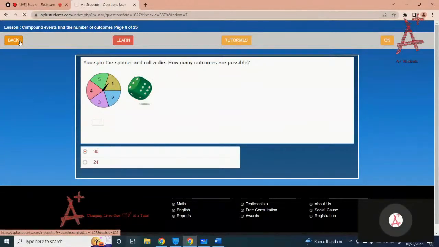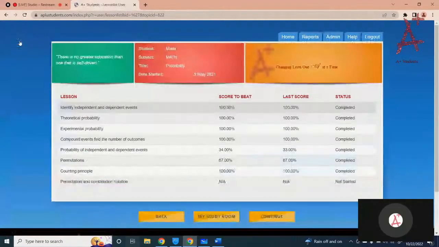So we have started a chapter in grade 9. We have started the chapter on probability. We have done 4 of the topics. They are identify dependent and independent events, theoretical probability, experimental probability, and compound events. For the compound events, find the number of outcomes.